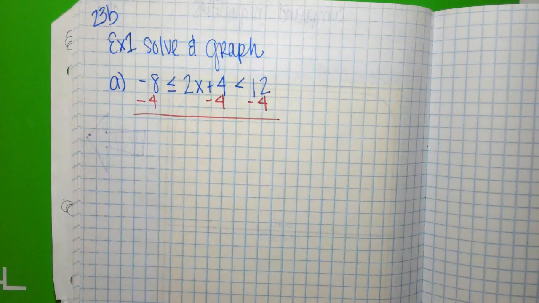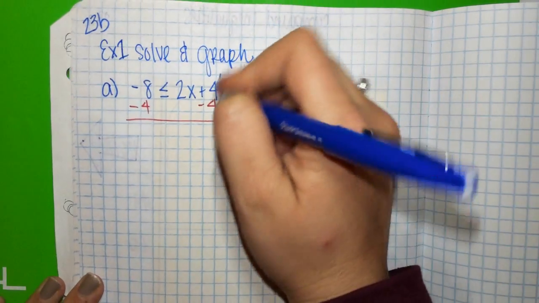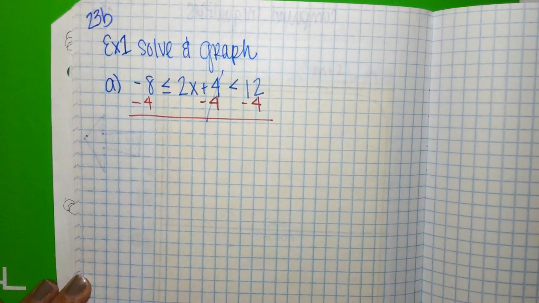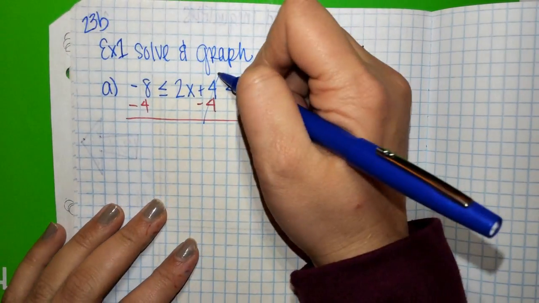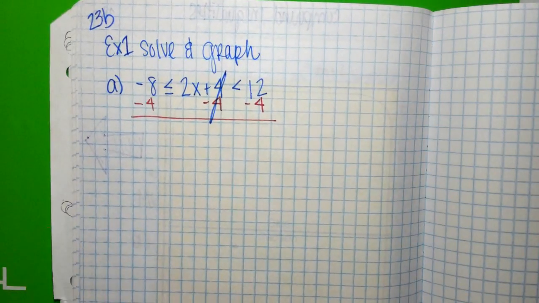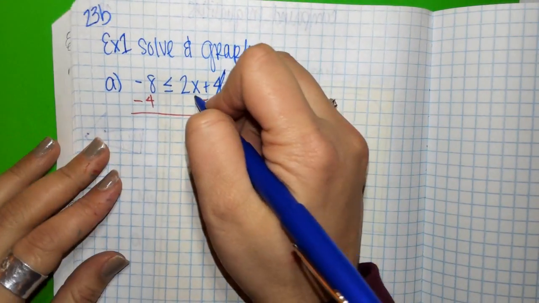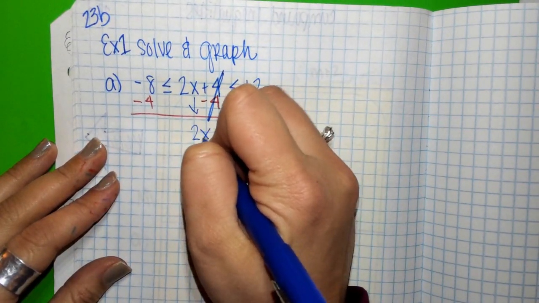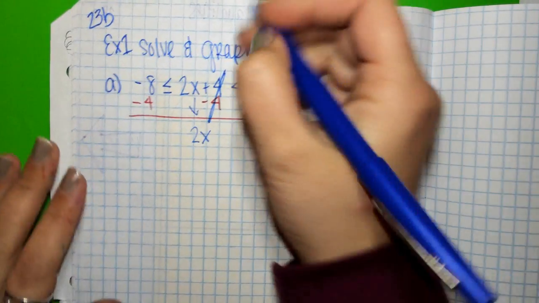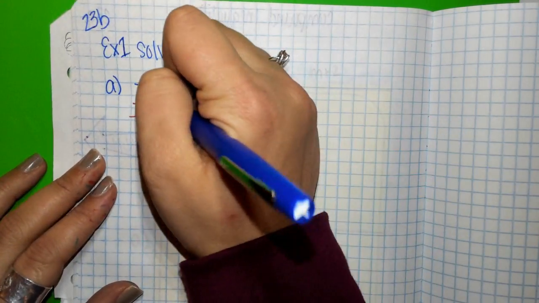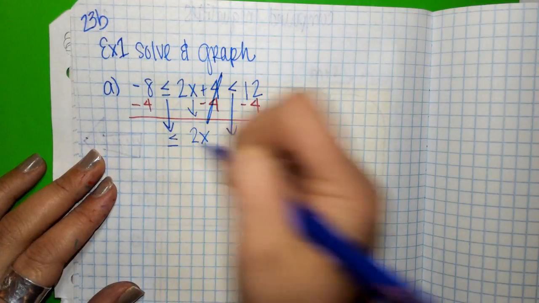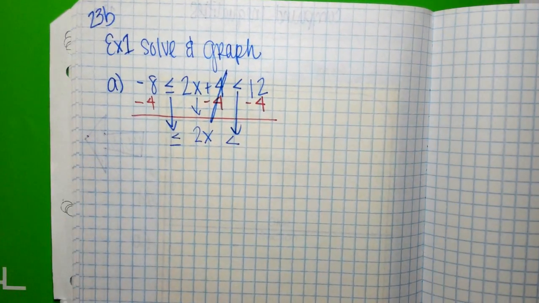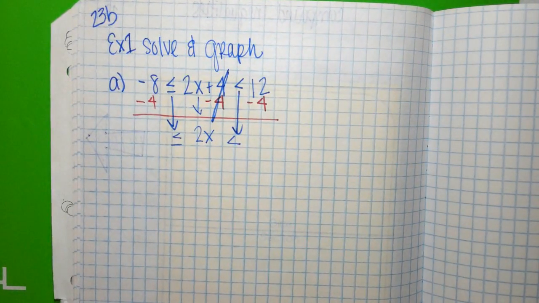2 problems. Mark that one. Cancel it out. All right, so bring down your 2x. And then you're going to keep your signs each time. Keep your signs. Don't change those.